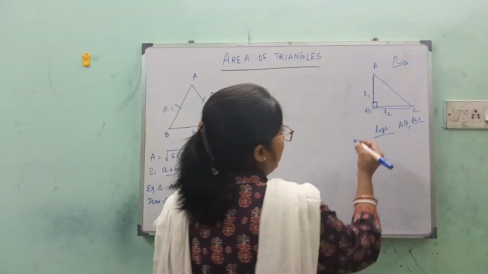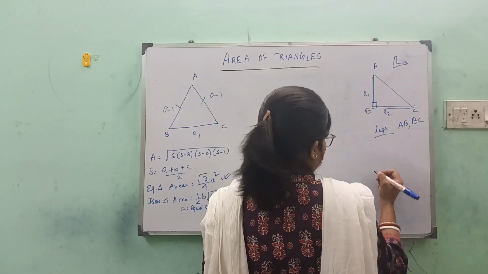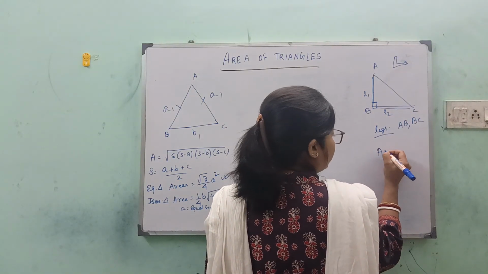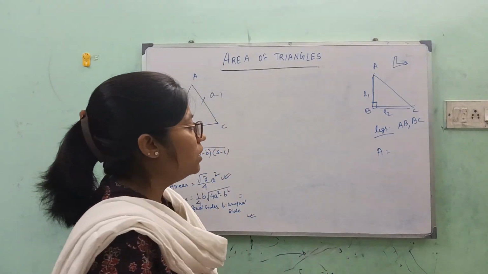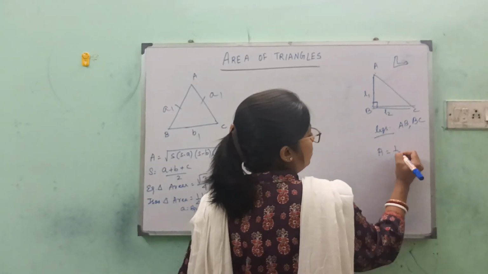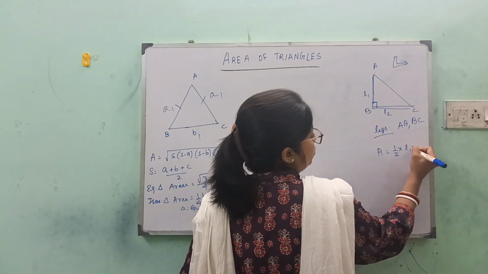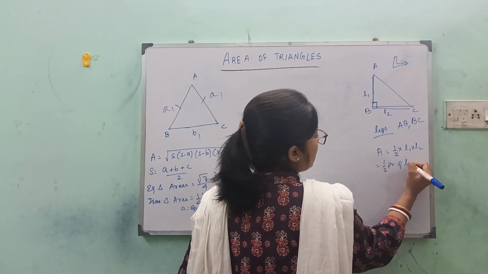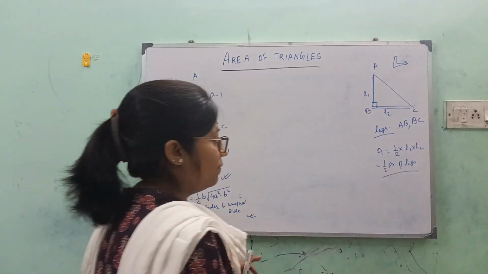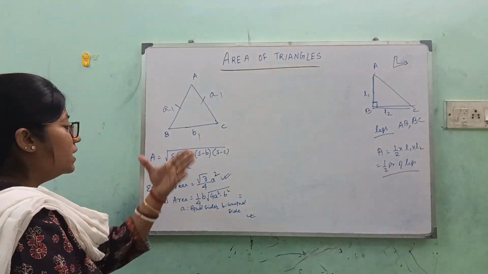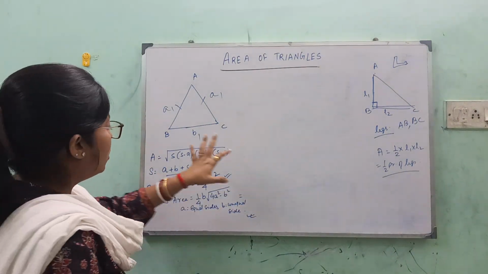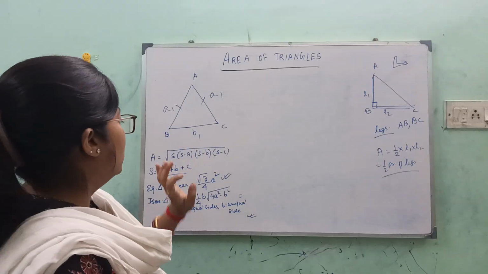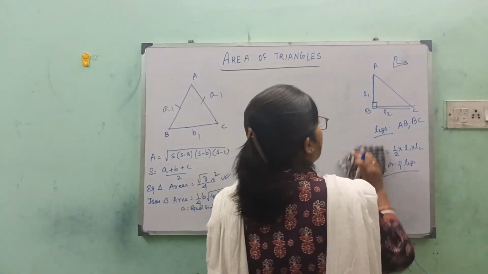Now for a right angle triangle, some of us have already learned the formula in the lower classes. That is, area is equal to half into leg 1 into leg 2, or we can write half into the product of legs. Now how is this formula derived? How do we get this formula? This formula also can be derived using our Heron's formula. Let us see.